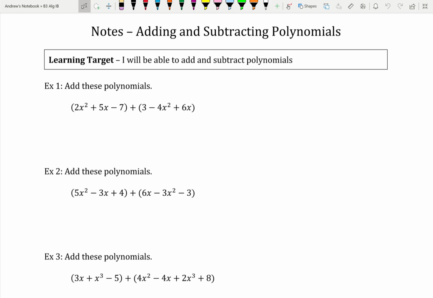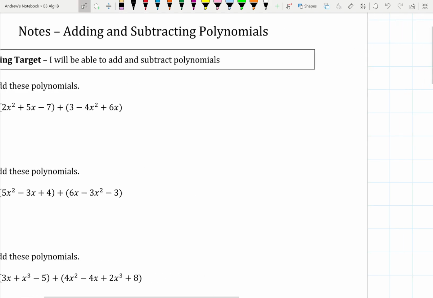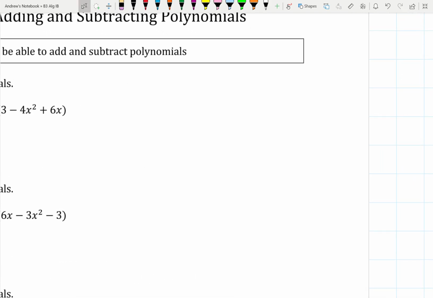So, back to another lesson on polynomials. Today what we're going to be doing is talking about adding and subtracting polynomials. The big thing here, and actually we'll take a little brief detour off to the side, is that we're basically just going to be combining like terms.